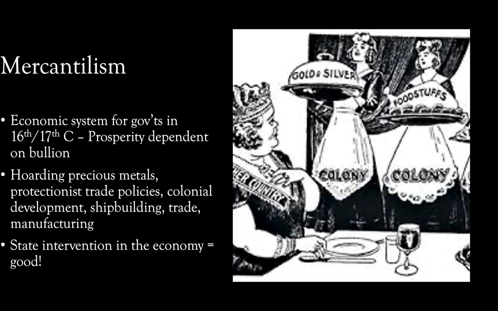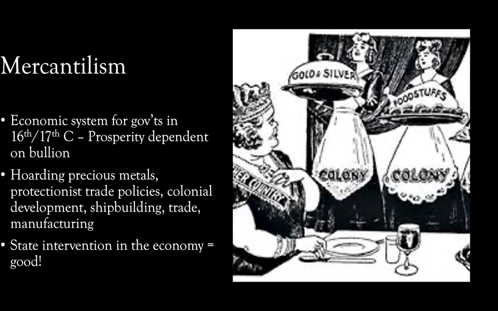So let's talk about mercantilism, which is an important economic theory of the early modern era. This was really the dominant economic system for governments in the 16th and 17th century. The basic premise of mercantilism is that the prosperity or wealth of the country was dependent on bullion. And bullion specifically refers to gold and silver. So the underlying premise here, if we're going to make it even simpler, is that wealth equals power. And ultimately, protection of the nation's economy is the main goal.